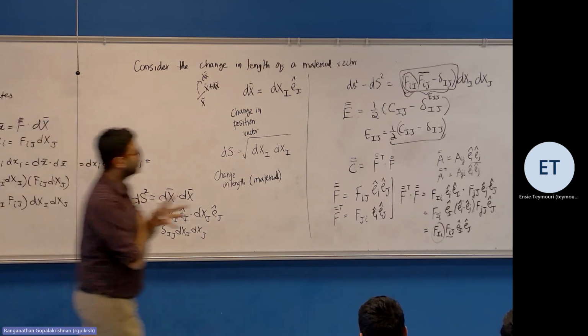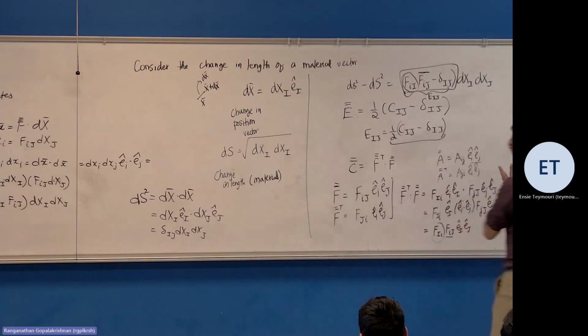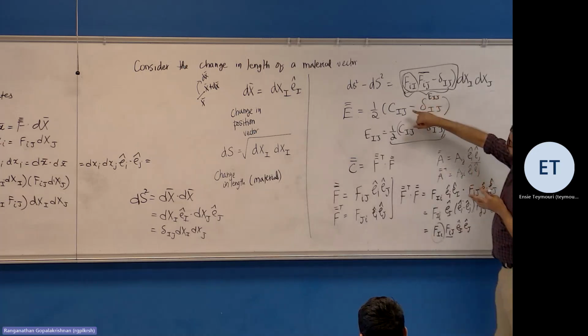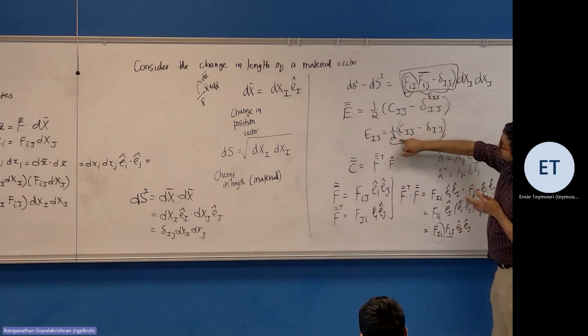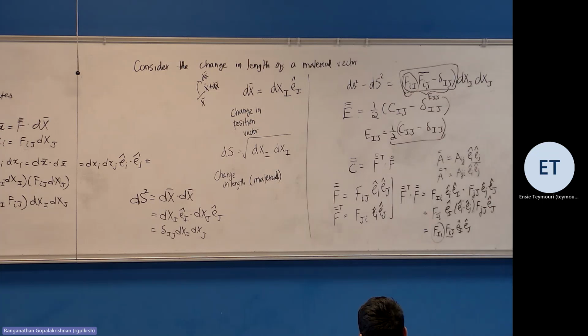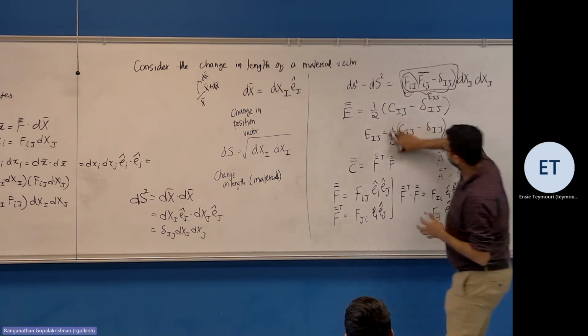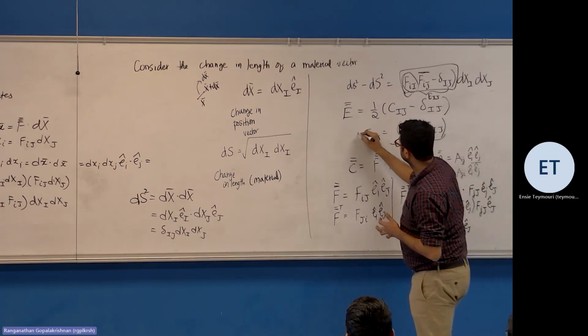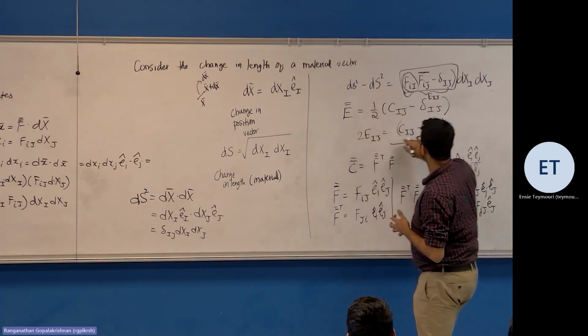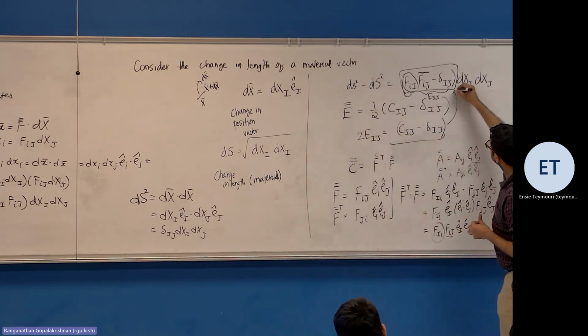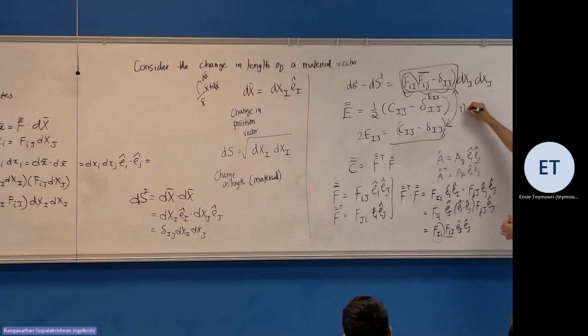So I want you to think, how would you write or how would you prove this quantity and this quantity are really the same? Sorry, 2 times E_IJ is this. So how are these two equal? That is the question here. Think about it a little bit, give me some thoughts.